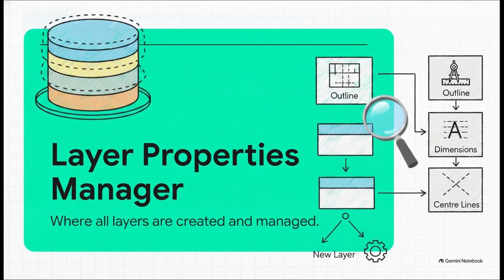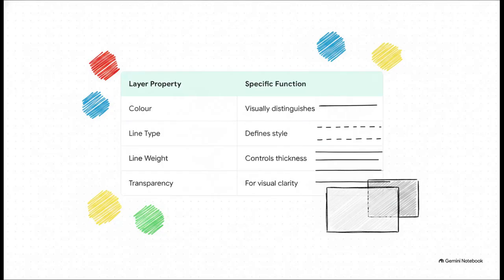Now, when that new layer populates, the very first thing you must do is rename it according to its specific purpose. Seriously, do not leave it as Layer 1 or Layer 2. Give it a crystal clear descriptive name like outline, dimensions, text, or center lines. And this brilliantly illustrates exactly what we do next. Naming the layer is just step 1. Now we actually have to assign its properties.